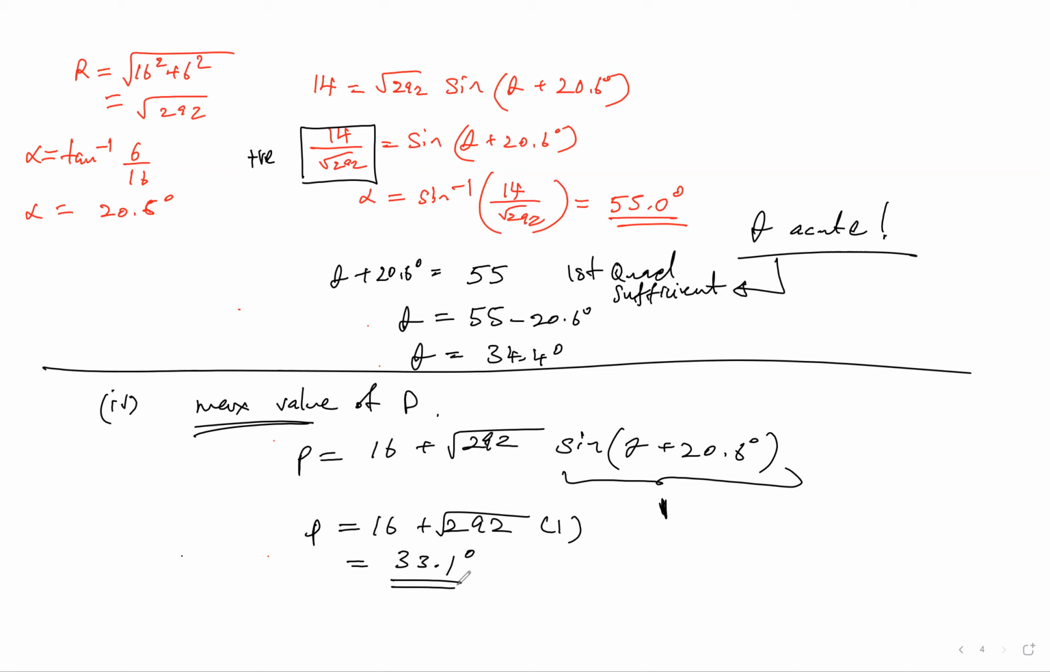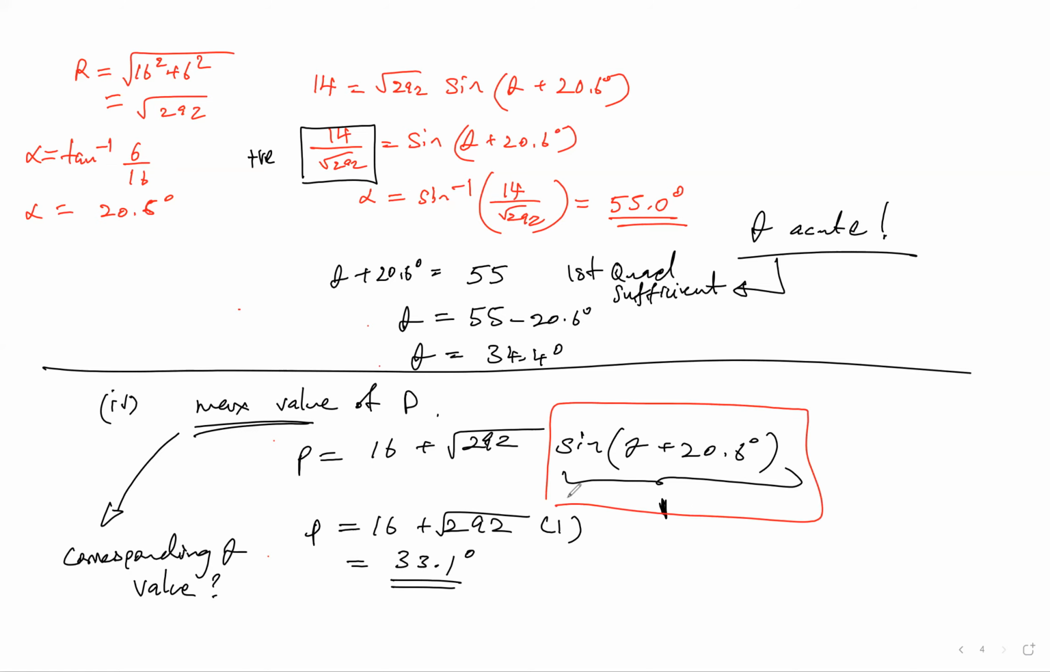But of course, they do ask you to find the value, not only this one, but also the corresponding theta value. So how can I find the theta value? Simple. This is exactly what I've been doing, right? So I just equate this to be 1, no? So sine of theta plus 20.6 equals 1. So theta plus 20.6 is equal to sine inverse 1.